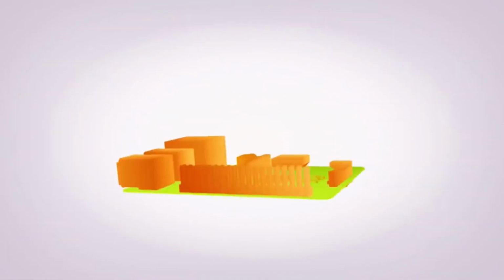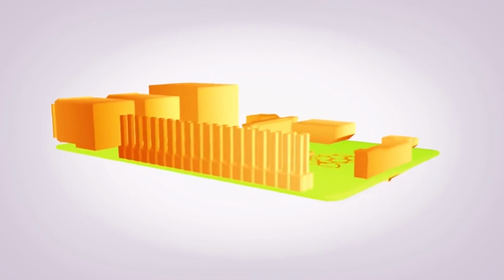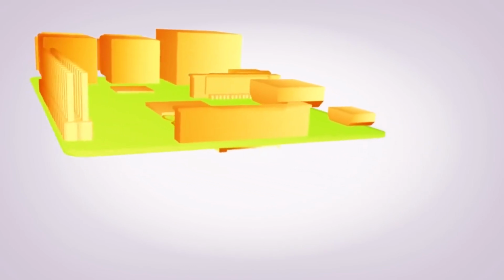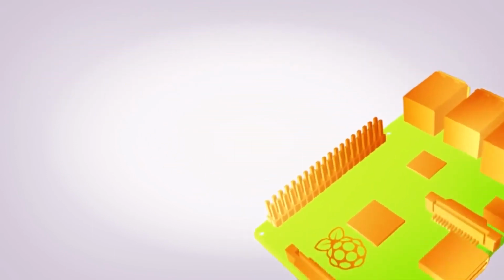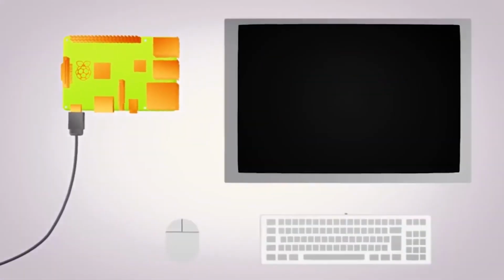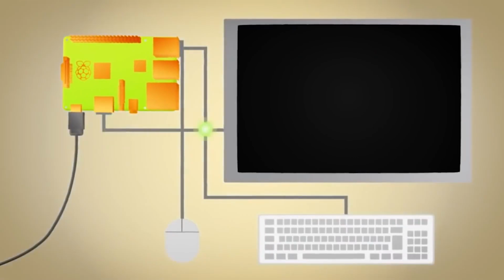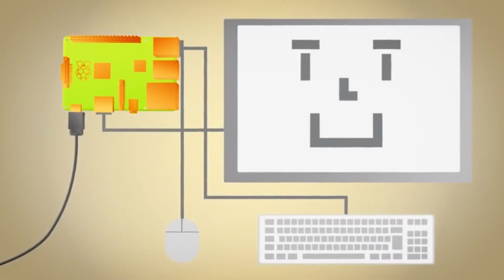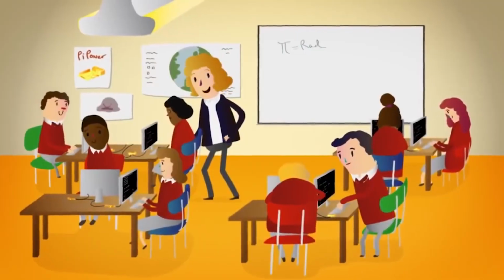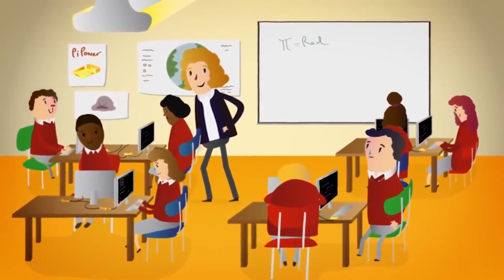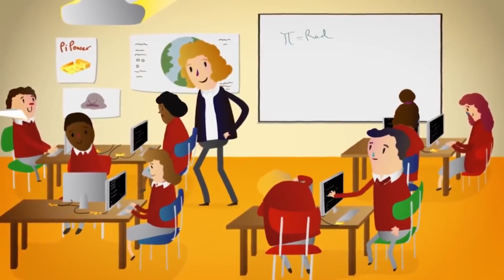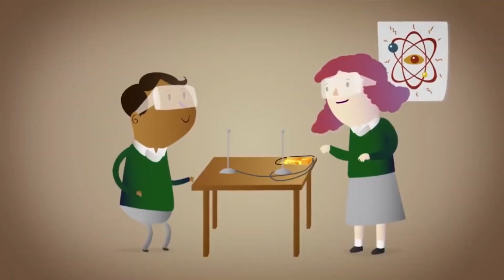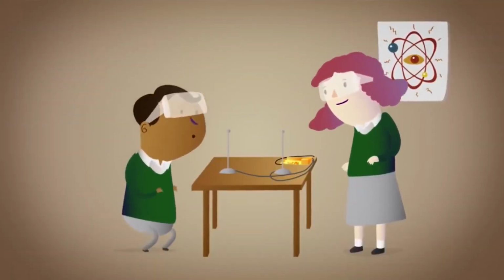It runs Linux, a free operating system from an SD card, just like the one in your digital camera, and it's powered by a USB phone charger. You just plug in a mouse and a keyboard, connect it to a TV or monitor, and you're ready to go. In schools, not only is Raspberry Pi a great way to learn programming skills as part of ICT, there are also dozens of cross-curricular applications, like science and music.